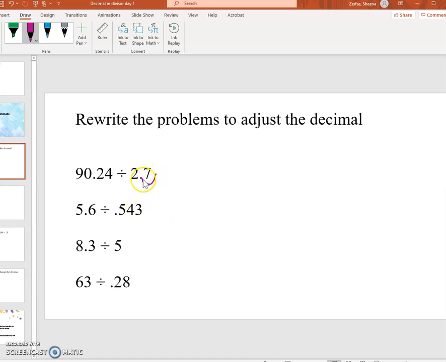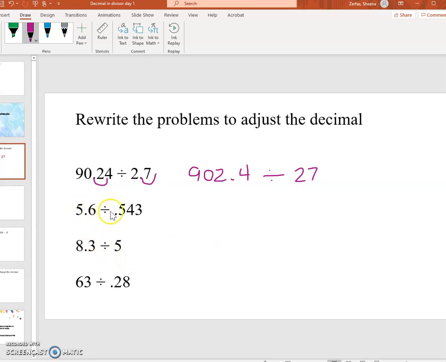And if I'm moving it in the divisor, I'm also going to move it in the dividend. Being careful, I'm only moving it the number of times I did here. So I'm still going to end up with a decimal in the dividend. But again, I'm eliminating the decimal from the second number, my divisor. So this would be rewritten as 902.4 divided by 27.